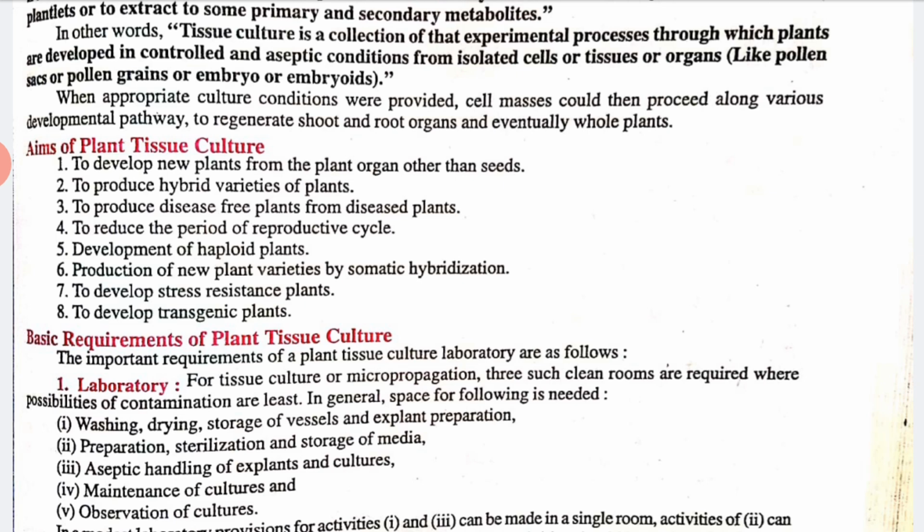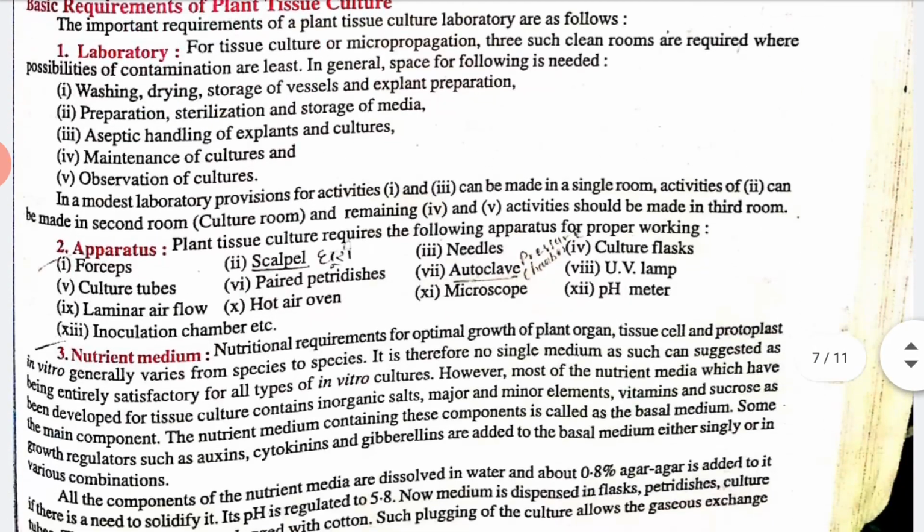Okay, so next is our apparatus requirement. So we need different types of apparatus like forceps, you can see here. So forceps, like needles, microscope, hot air oven, all these types of things we need for the apparatus requirement.